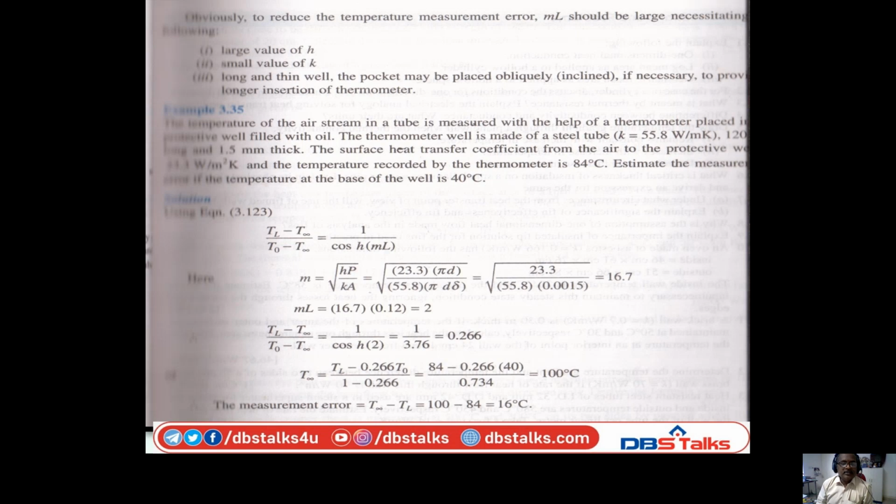So error measurement is nothing but T infinity minus TL. T infinity minus TL, or TL minus T infinity, will be considered as the error measurement. T infinity we calculated, and TL is already given, that is 84 degrees centigrade. So T infinity minus TL, 100 minus 84, equals 16 degrees centigrade. So error measurement is nothing but T infinity minus TL.